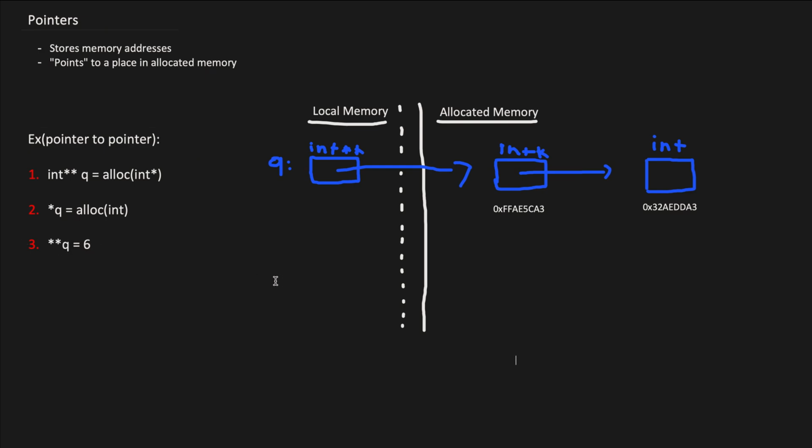And if we want to change this value in the box here, we can say star q is equal to 6. So remember, when you see a star, you think of following an arrow. So star q is equal to 6. So now we can just change this value to 6.